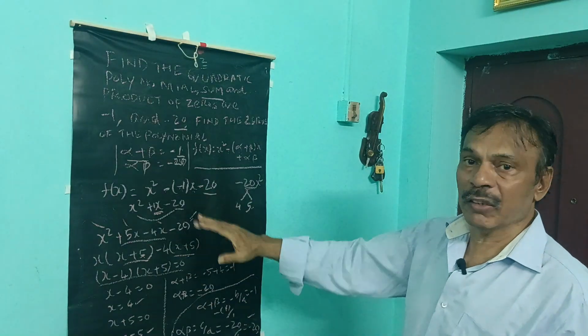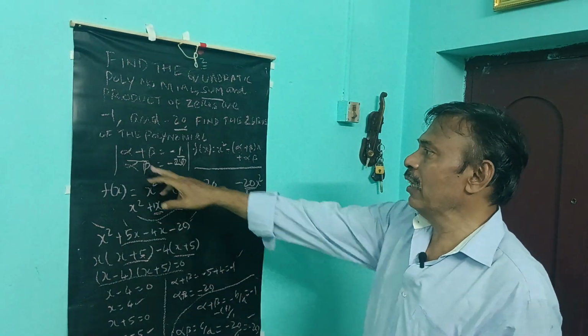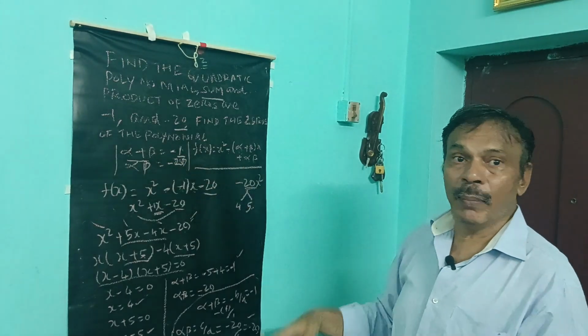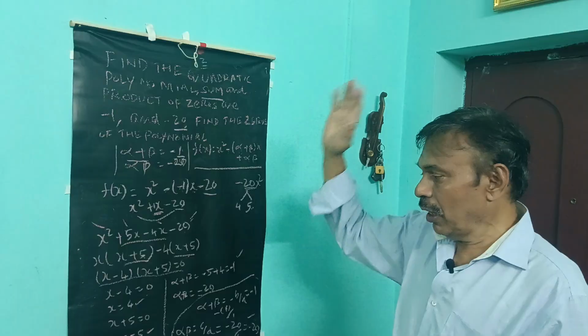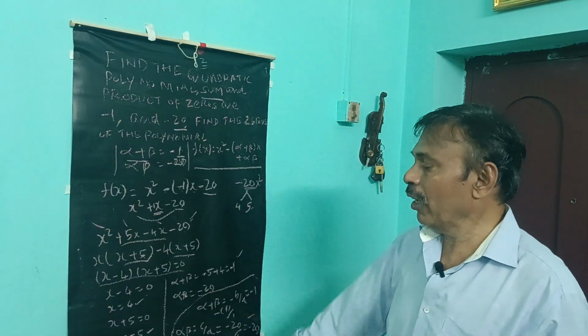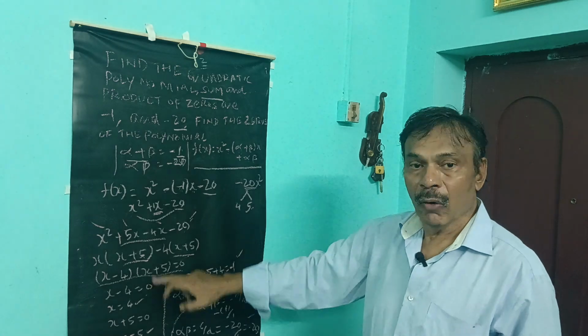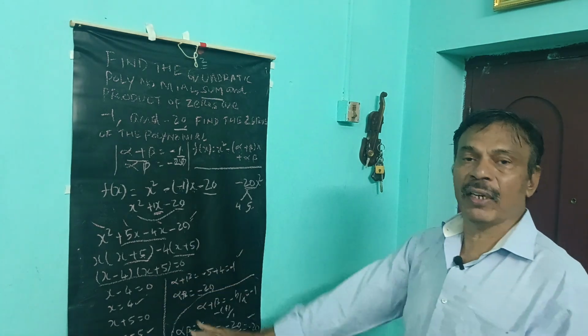This is the way, because some people get confused. Already alpha plus beta is given and alpha beta is given, so can we write alpha and beta? We cannot do that. We have to put it in the equation, find out the factorization, then find the zeros one by one. That is the only way you can find alpha and beta.